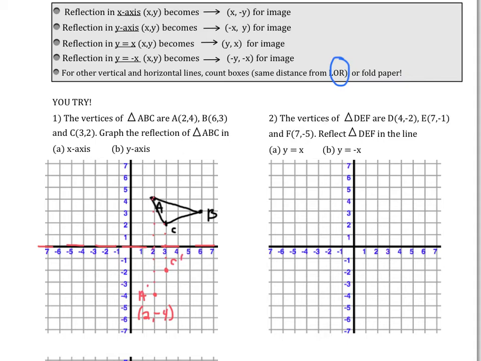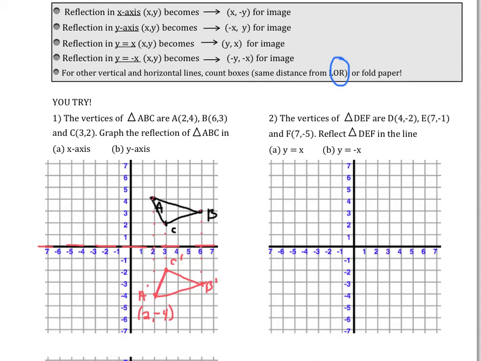Now, because I'm using dots to show that I'm counting, I'm going to go ahead and connect those 2 points with a line segment so I don't get confused later on. For point B, I see that it's 1, 2, 3 units away from the line of reflection, so we want to go 3 units away in the opposite direction of point B. So come down 1, 2, 3, and put B prime right there. So connect those 3 points, and you now have the mirror image of triangle ABC reflected in the x-axis.